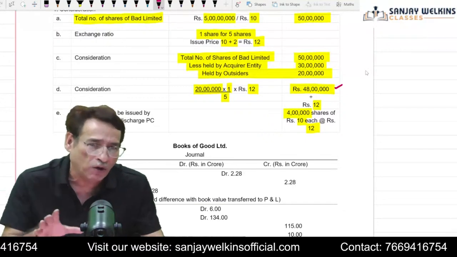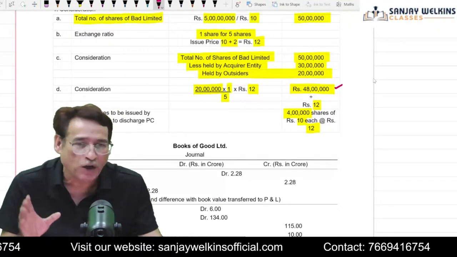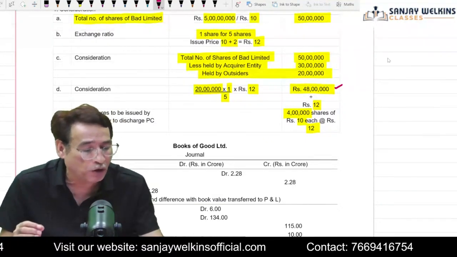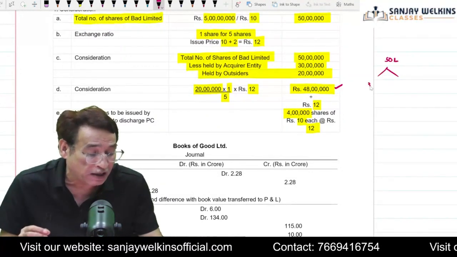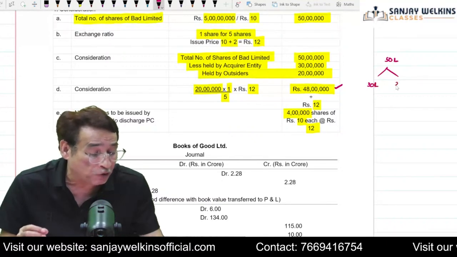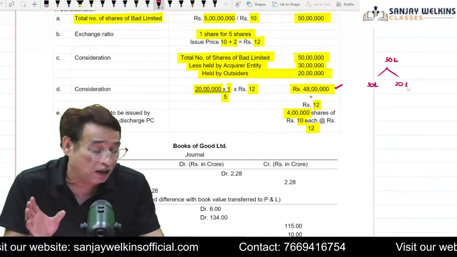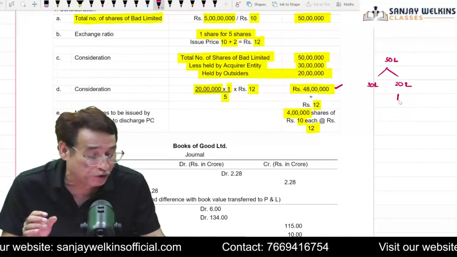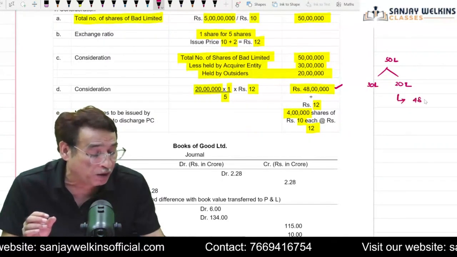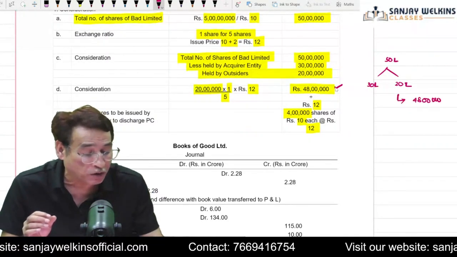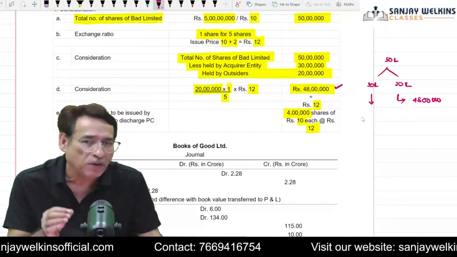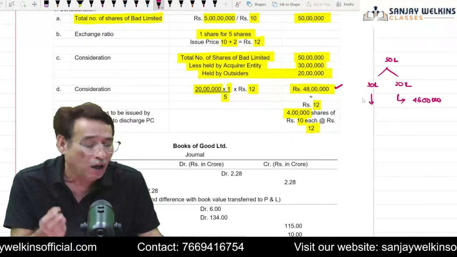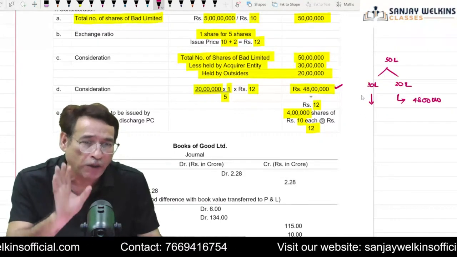Now, due to some reason, I'm simply asking you one question. Suppose total number of shares is equal to 50 lakh, out of 50 lakh, 30 lakhs are already in our pocket and 20 lakh are outsiders. And we have already computed that to the outsiders, we are supposed to make a payment of 48 lakh rupees. We have computed this. I'm simply asking you a general question. Suppose if I would have asked you, tell me how much amount you would have paid to the 30 lakhs.